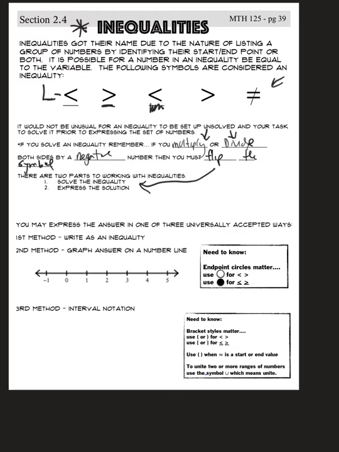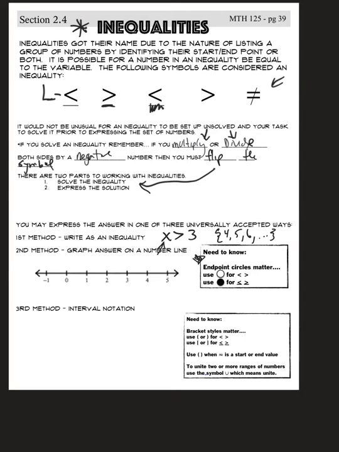The first method is to just write it as an inequality. For instance, if I had something like x is greater than 3, I am expressing the numbers that start at 4, 5, 6, until infinity. There's infinitely many numbers I could plug into here. Not all of the numbers would work, but the numbers that are greater than 3 would work. That's one way. The second way is to graph your answer on a number line.